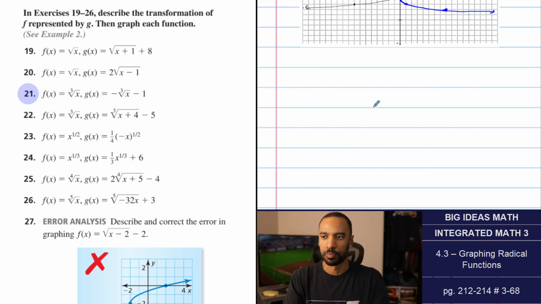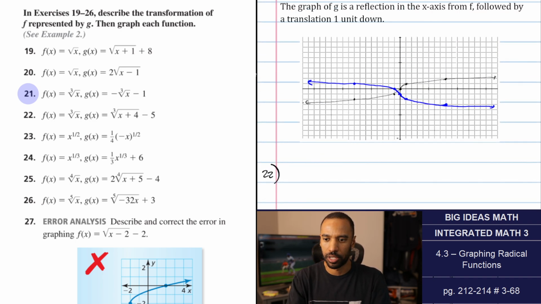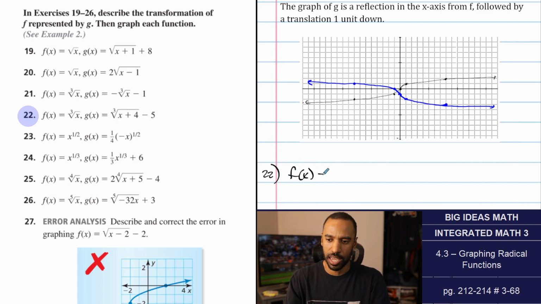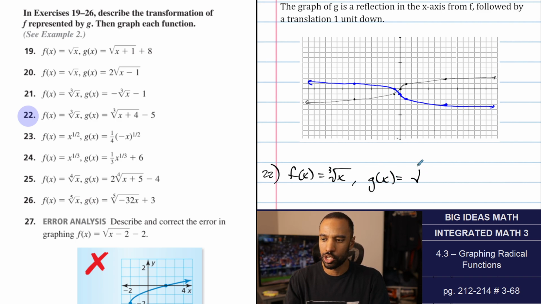All right, number 22. I'll keep that up there while you're maybe looking at it. You can, of course, pause the video. Number 22. We have f of x equals cube root of x. Once again, we'll take the same parent function graph we had before. And g of x equals cube root of x plus 4, minus 5.